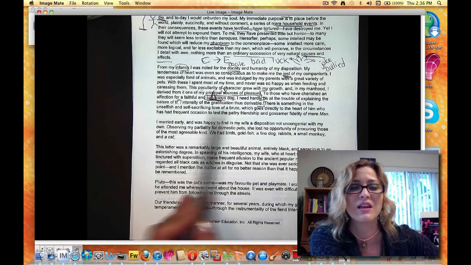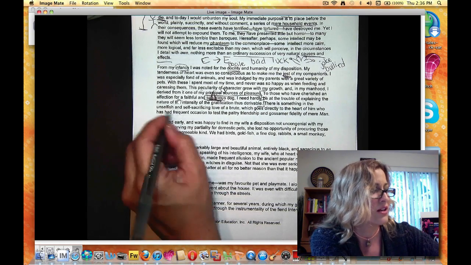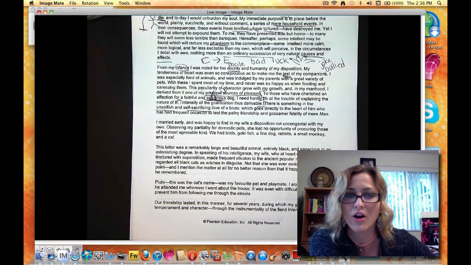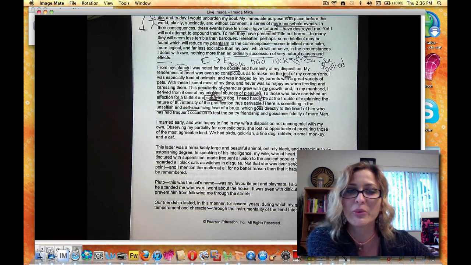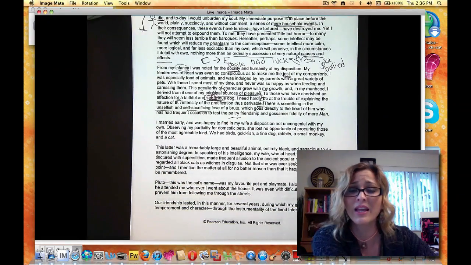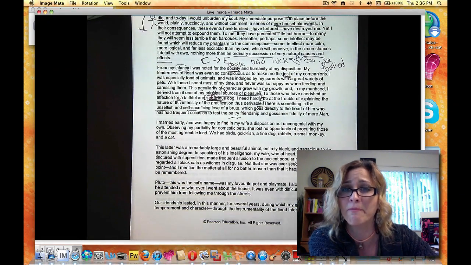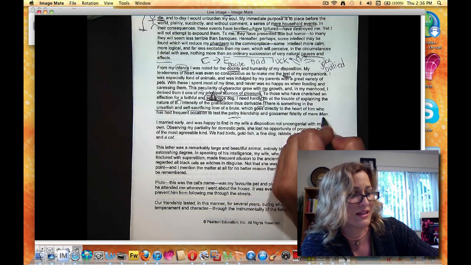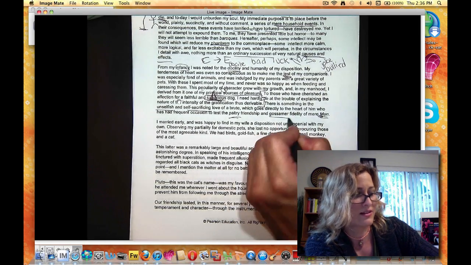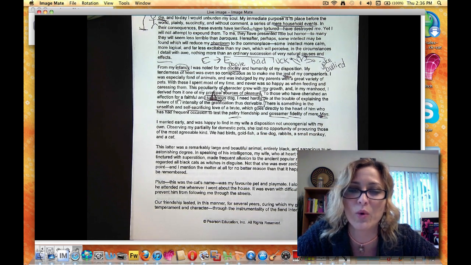"There is something in the unselfish and self-sacrificing love of a brute which goes directly to the heart of him who has had frequent occasion to test the paltry friendship and gossamer fidelity of mere Man." And notice this is italics, this is capitalized, and he's got just latent with tough words.